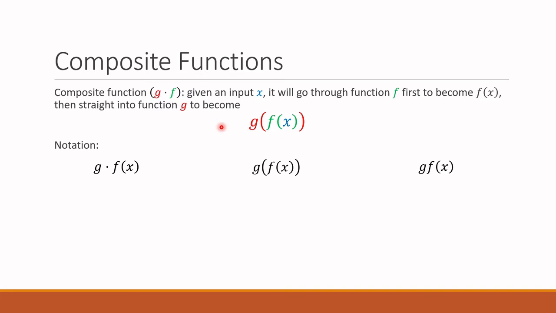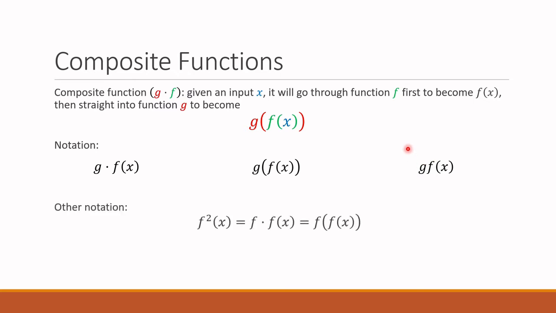Some other notation that you might see in different textbooks. The first one is with the dot: g∘f. The second kind is the bracket form, g(f(x)). The last one, probably the more common one, is just gf. They will just call it gf(x). So just take note, this means it's a composite function. You go through f first, then g.